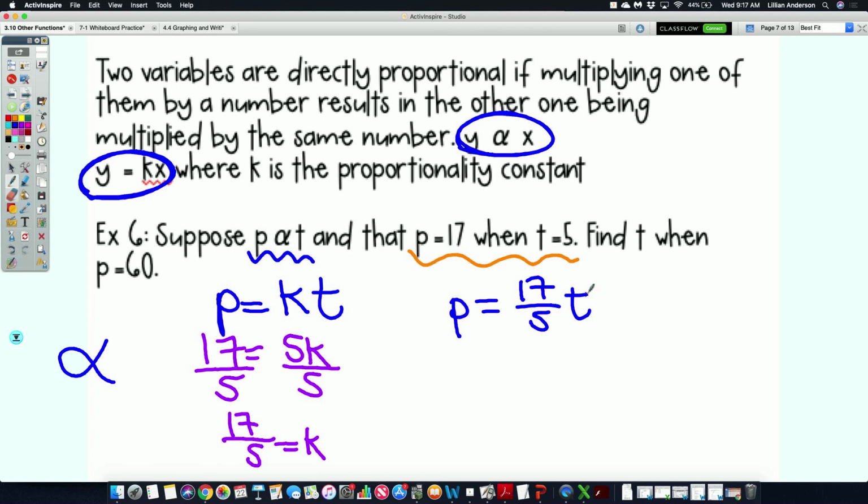And now that I know my constant, I'm able to find T when P is equal to 60. I just plug in 60 for P, and I solve for T. How do I solve for T? Divide. So if I divide both sides by 17 over 5, that's the same thing as doing what? Multiply by 5 over 17.